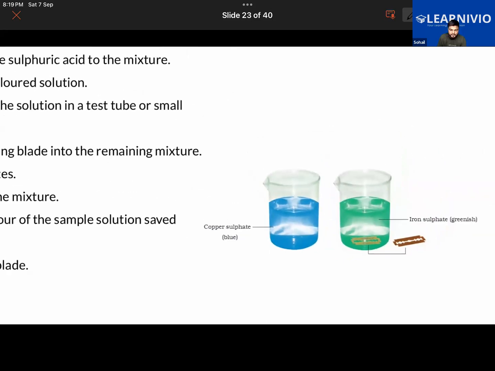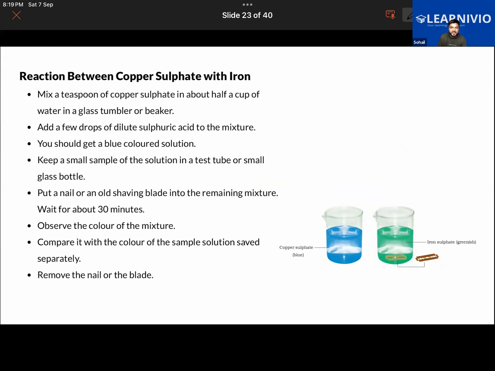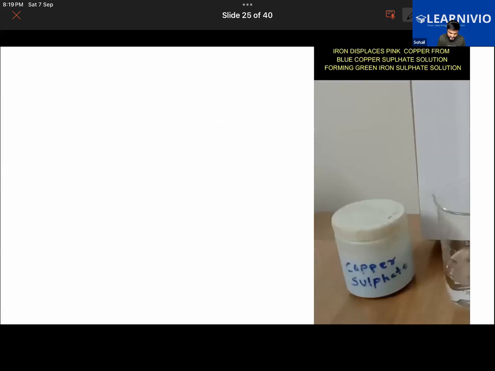Getting it now, both of you? Whenever we dip an iron object in a copper sulfate solution, the color of the copper sulfate, which is blue, changes to green. Have a look at this video, that will give you an idea. By the way, copper sulfate is not usually available in the market, but if someone sells it, it is available in the form of powder. Once you mix it with water, it will turn into a blue solution. So let us look at this video.